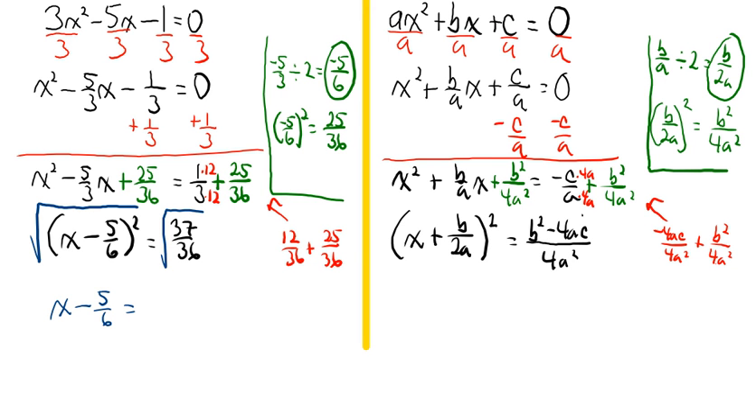Kayla, does the square root of 37 come out to a nice answer? Hello? Kayla, are you there? Oh, Kayla. Olivia, does the square root of 37 come out to a nice answer? No. No, it does not.